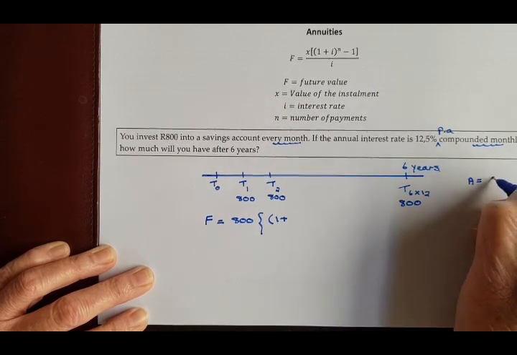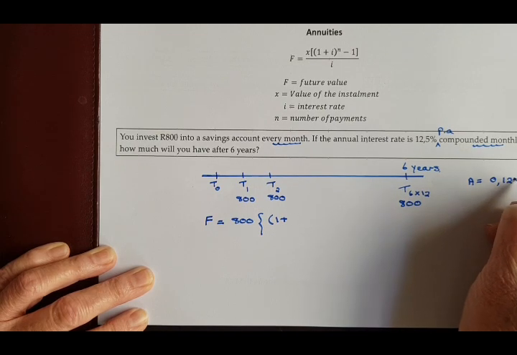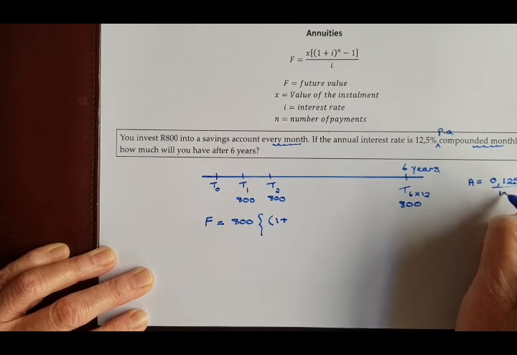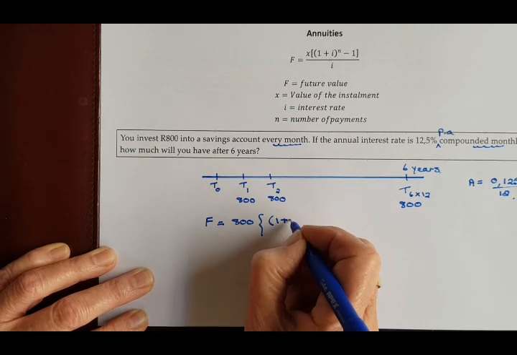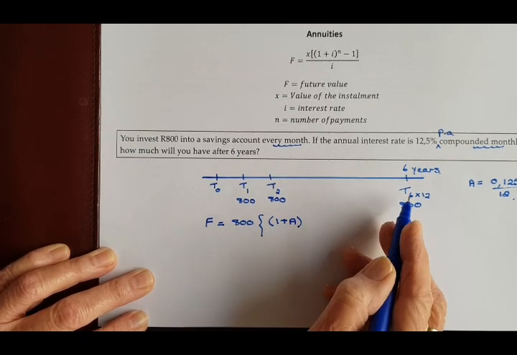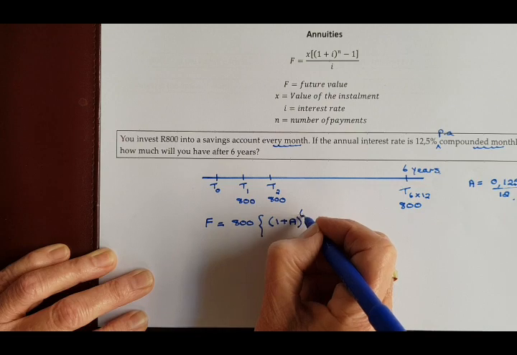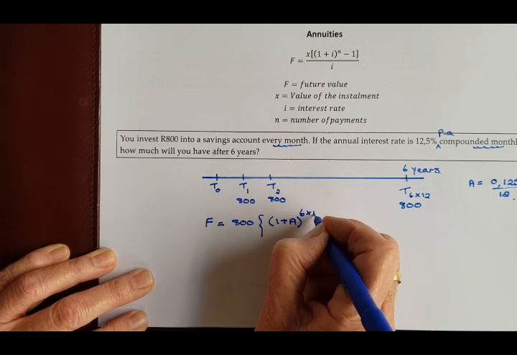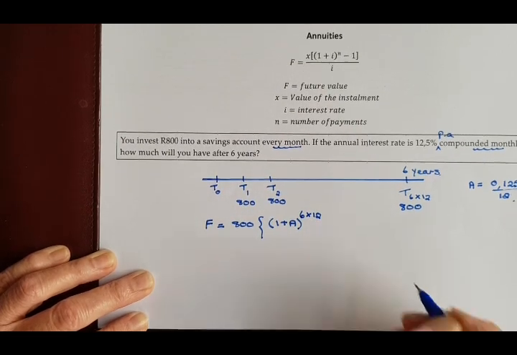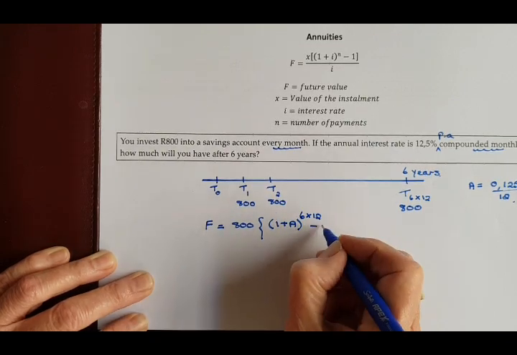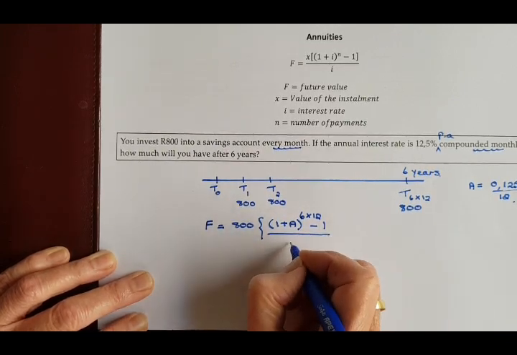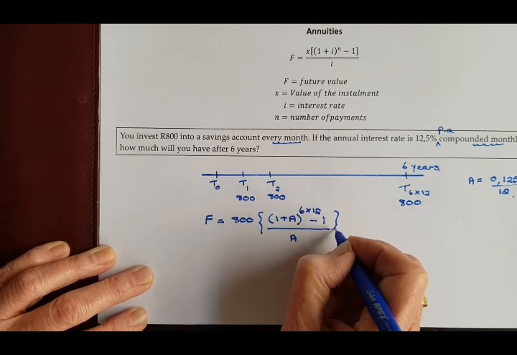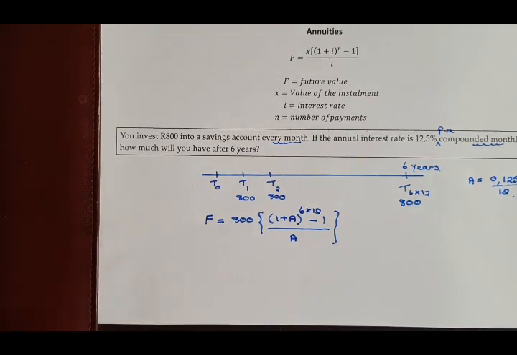So in your memory A, you're going to put 0.125 divided by 12. That is my interest rate. I'm doing this over a period of 6 years and I'm making monthly deposits. Subtract 1 all over my A value. So instead of having to write out 72 little sums, we can just put it into this formula.